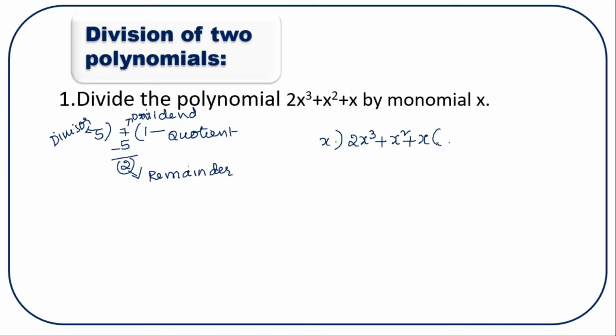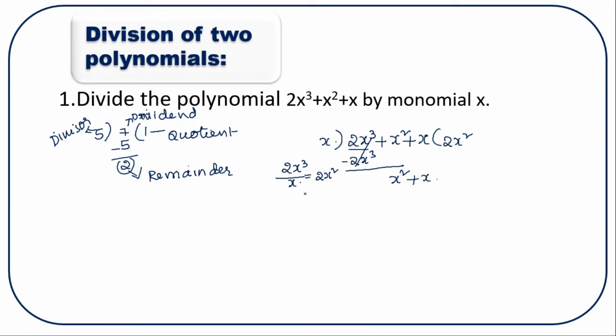Here to get quotient, we have to divide first term of the dividend by first term of the divisor. So what will we get? 2x square we will get. That we have to write in the quotient's place. x into 2x square, 2x cube. Subtract. Both will get cancelled. Now we have to bring down the other two terms.